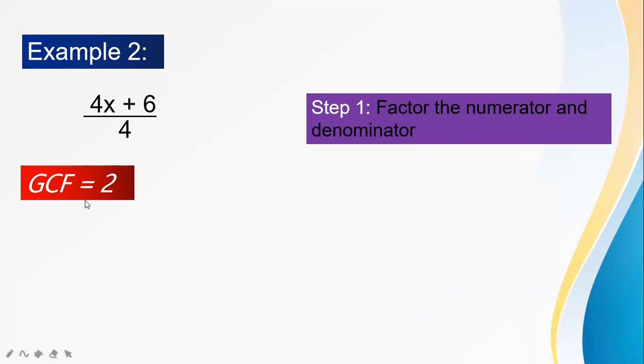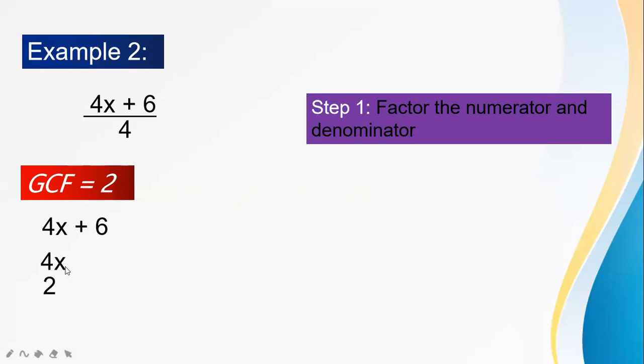And that will be the GCF, the greatest common factor. And then after that, we have 4x plus 6. That will be your numerator. Then you divide by the GCF. And therefore, the first term is 4x divided by the GCF.